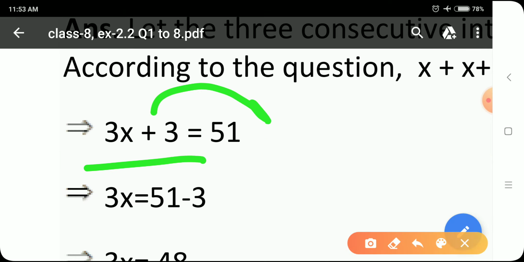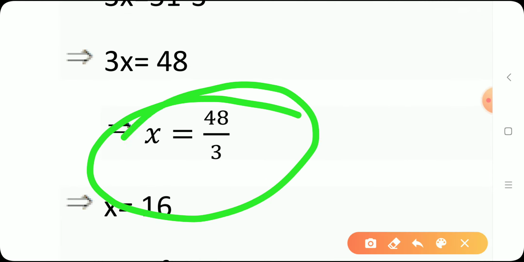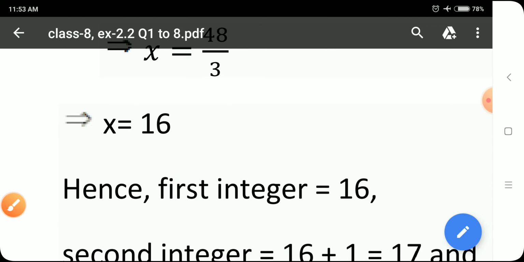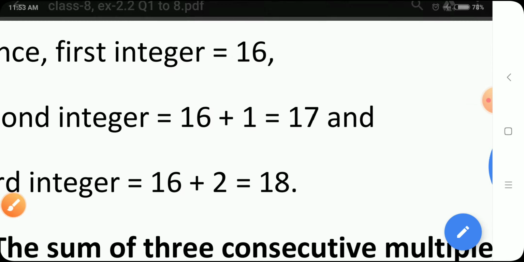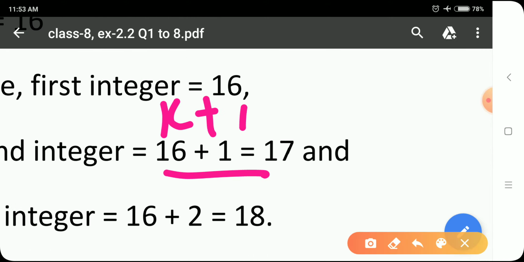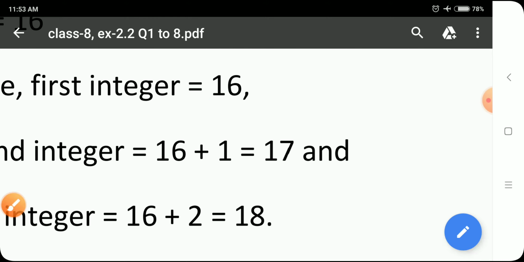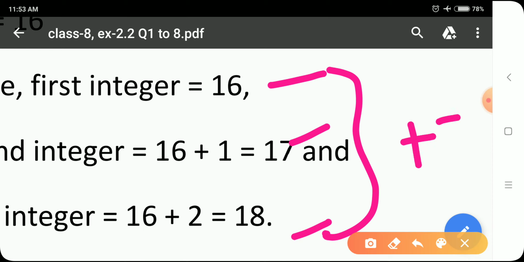Now this 3 comes out here in subtraction, so it will become 3x is equal to 48. Solving it, we will get x is equal to 16. Now the first integer is 16, and for the second, putting the value of x in x plus 1, 16 plus 1 becomes 17, and putting x is equal to 16 in the third integer, x plus 2, you will get 18. So 16, 17, 18 are the three integers. The sum of these three will become 51.